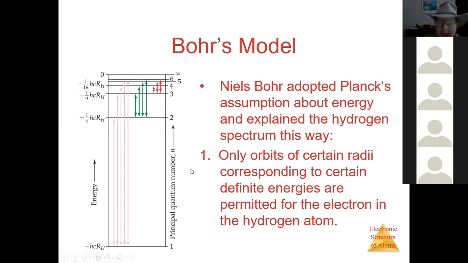And so we have our nucleus way down at the bottom. If we're looking at a segment, an arc from the nucleus, we have our first energy level, our first orbital. Then we have our second one, third, fourth, fifth, sixth, and so on.